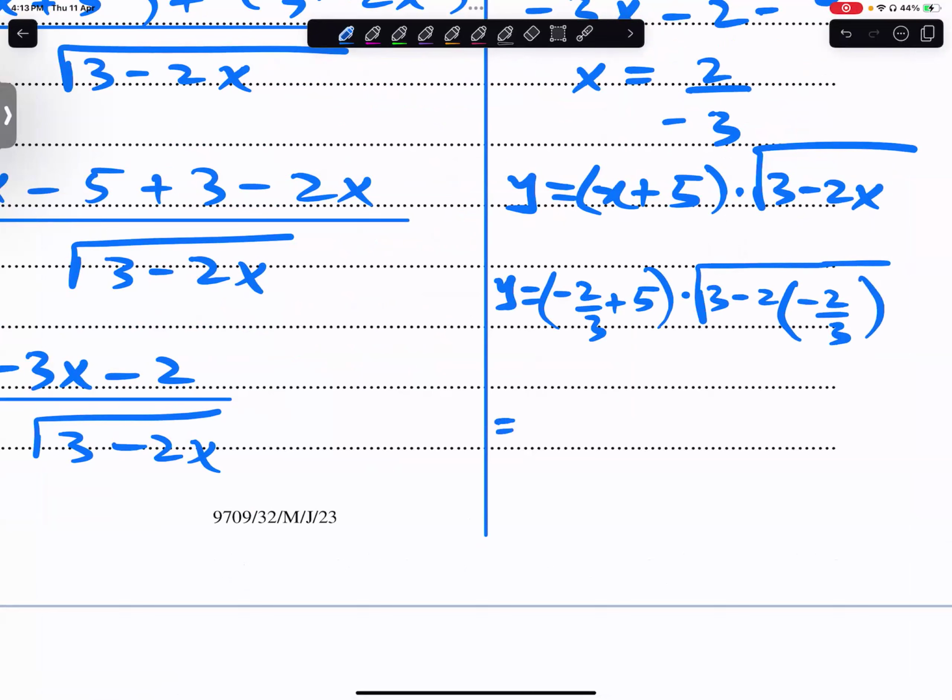So 5 minus 2 by 3. 5 minus 2 by 3 will be 13 by 3. And inside is 3 plus 4 over 3. That is 13 by 3 again.